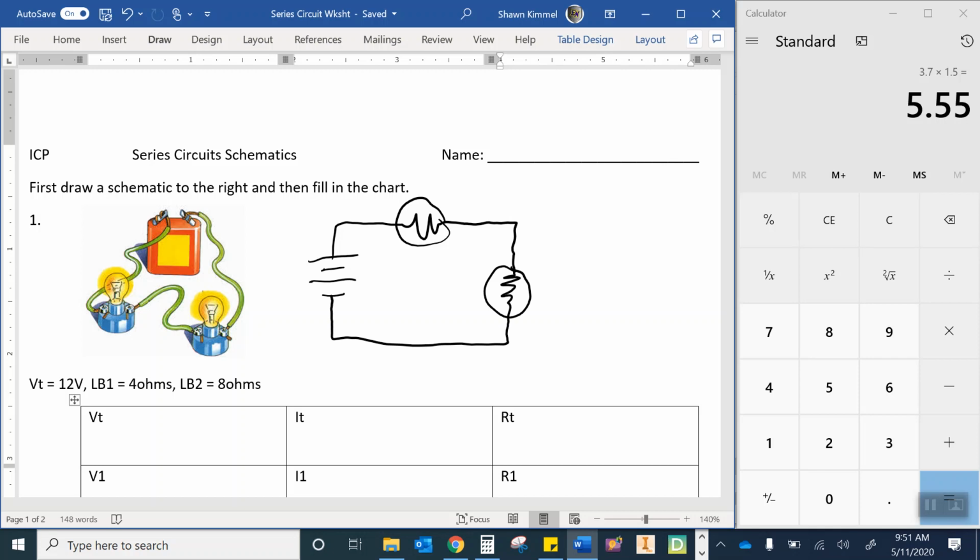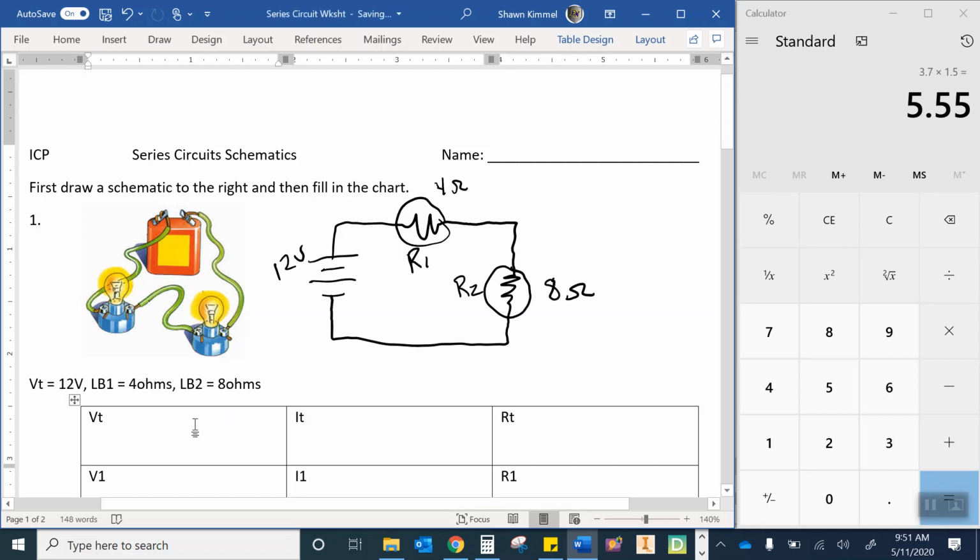And then other things we can do from here is we want to say that right here it tells us the voltage is 12 volts. This is light bulb 1 or resistor 1. This is light bulb 2 or resistor 2. And then they tell us that they're 4 ohms and 8 ohms. 4 ohms, 8 ohms. So we've drawn our schematic.